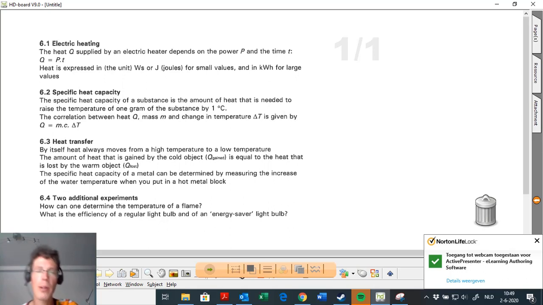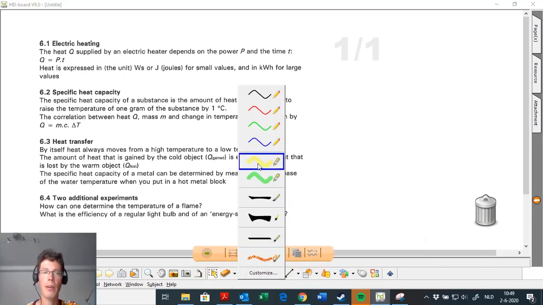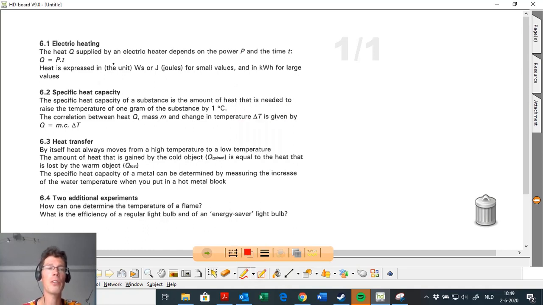Hello everyone, welcome. We're going to do a summary of chapter 6 to help you prepare for the test next week. Over here I have a list of everything that you are supposed to learn in this chapter, so we'll go through them one by one. I can already cross out this part because 6.4 will not be part of the test.